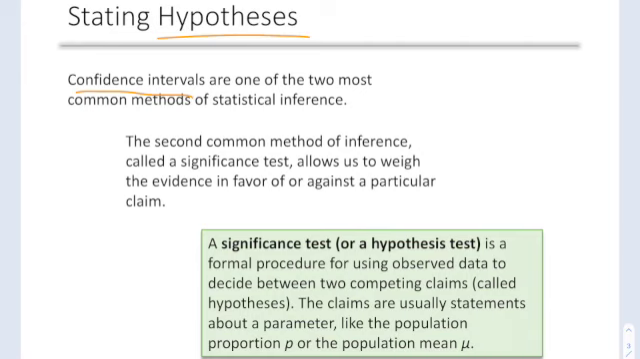So a significance test is a formal procedure used when you're deciding between competing claims, which are the hypotheses. All the hypotheses, you need to remember, are statements about the parameter. So you'll be using rho for proportion, looks like a p, and then mu for mean. We do not use the English alphabet in the hypotheses, yet we use our Greek symbols.